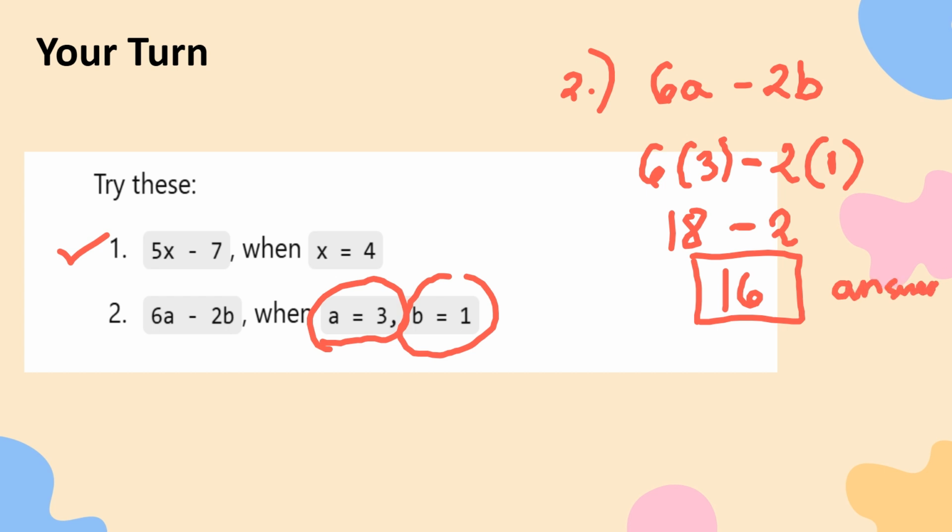You see, it's actually easy. It's like solving a mini puzzle, but this time it is actually applying math rules. So 18 minus 2, of course, is 16. 16 is the value of the expression 6a minus 2b. See, it's very easy, right?